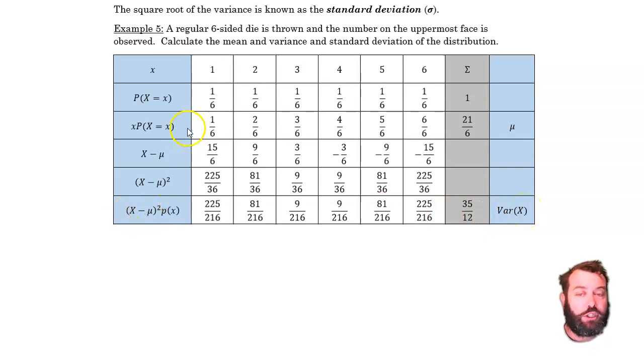So we found the deviations, right? This row here is my deviations. Then we square those deviations, then we weight them by multiplying by the probability, and then we add them up, and then I simplified it, we get 35/12. Okay, that's the variation. So we were asked to find 3 things, we found 2 of them. The mean was 21/6, and the variation is 35/12.